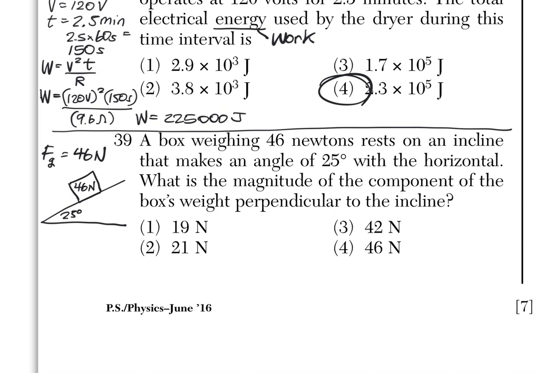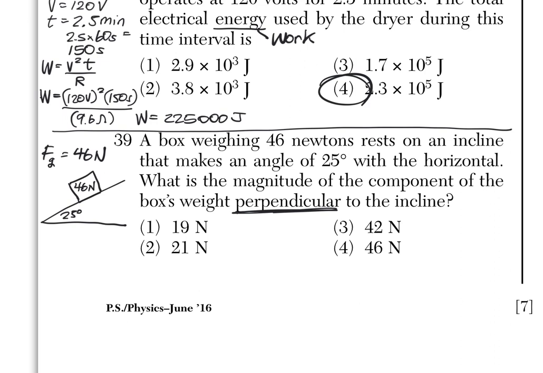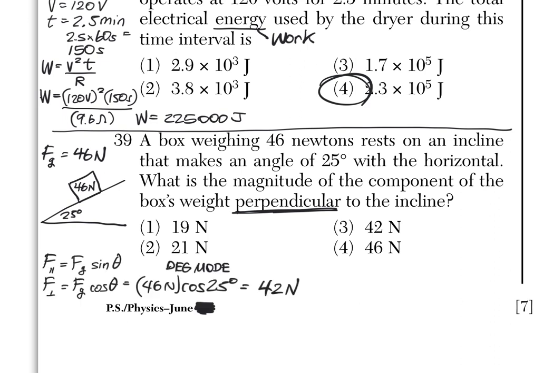And so this incline or ramp, we have our ramp equations. We have F parallel along the ramp is weight sine theta, but F perpendicular is weight cosine theta. And remember, we need to be in degree mode, so we get 46 cosine 25, and we wind up with 42 newtons. That is choice 3.